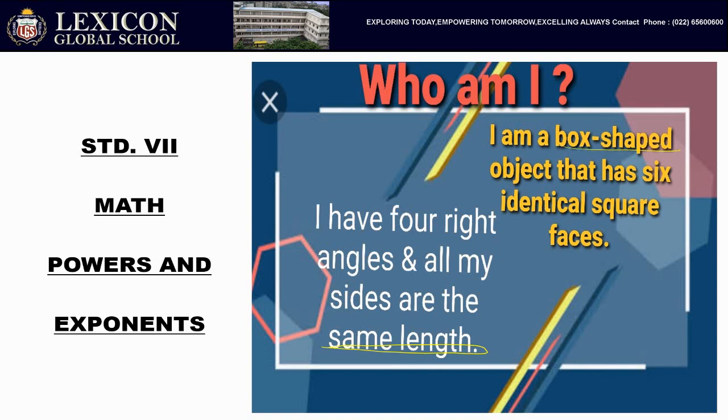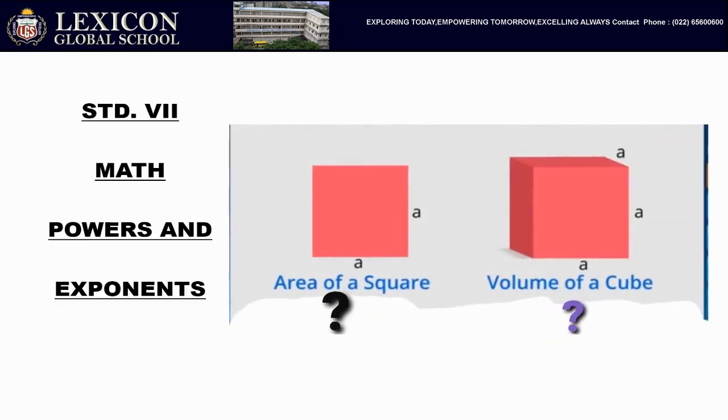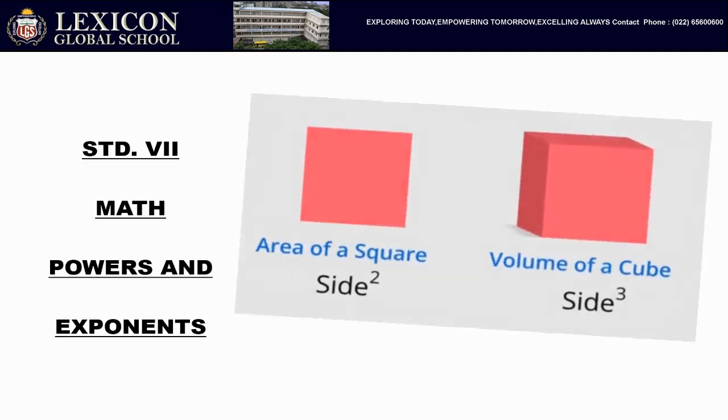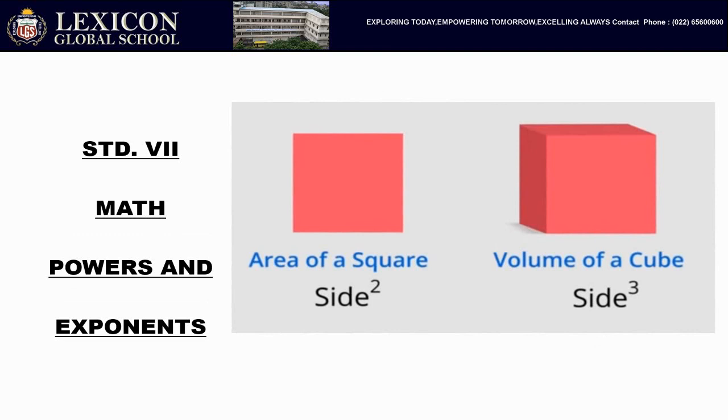The next is I am a box-shaped object that has six identical square faces. Yes, correct. It's a cube. Well done. Children, tell me, what is the formula to find the area of a square and the volume of a cube? The area of a square is side square and the volume of a cube is side cube. Very good, well done.